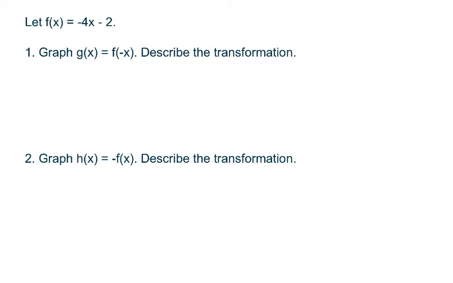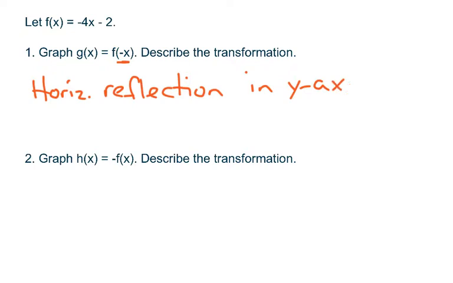Describe the transformation. The negative is on the inside. It's directly attached to x, which means it's a horizontal transformation. Horizontal, and since this one is multiplying by negative 1, this is a reflection. Horizontal reflection, or you could just say a reflection in the y-axis. We're going from quadrant 1 to quadrant 2, the upper right to the upper left. This is a horizontal reflection, or just a reflection in the y-axis would be fine. You don't necessarily need to write horizontal there.